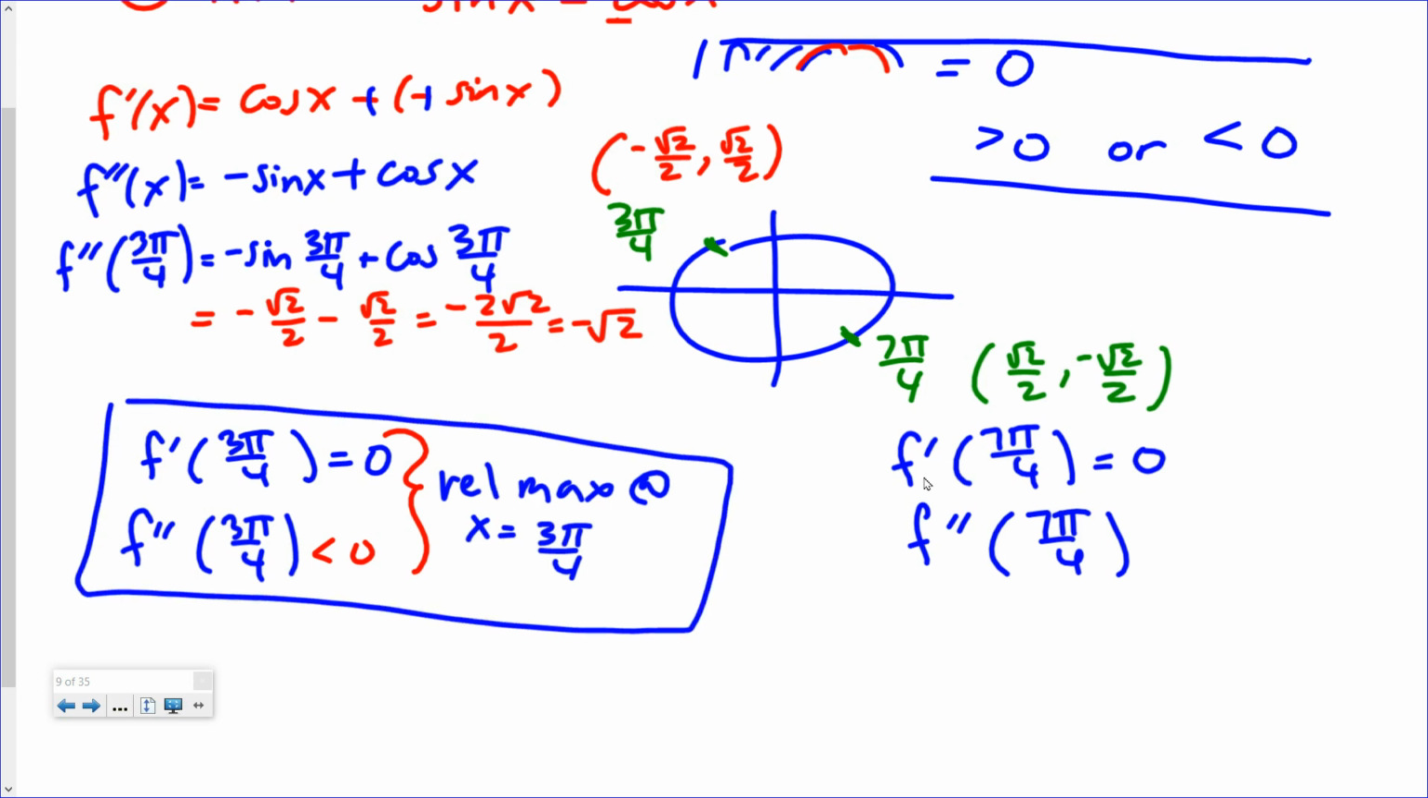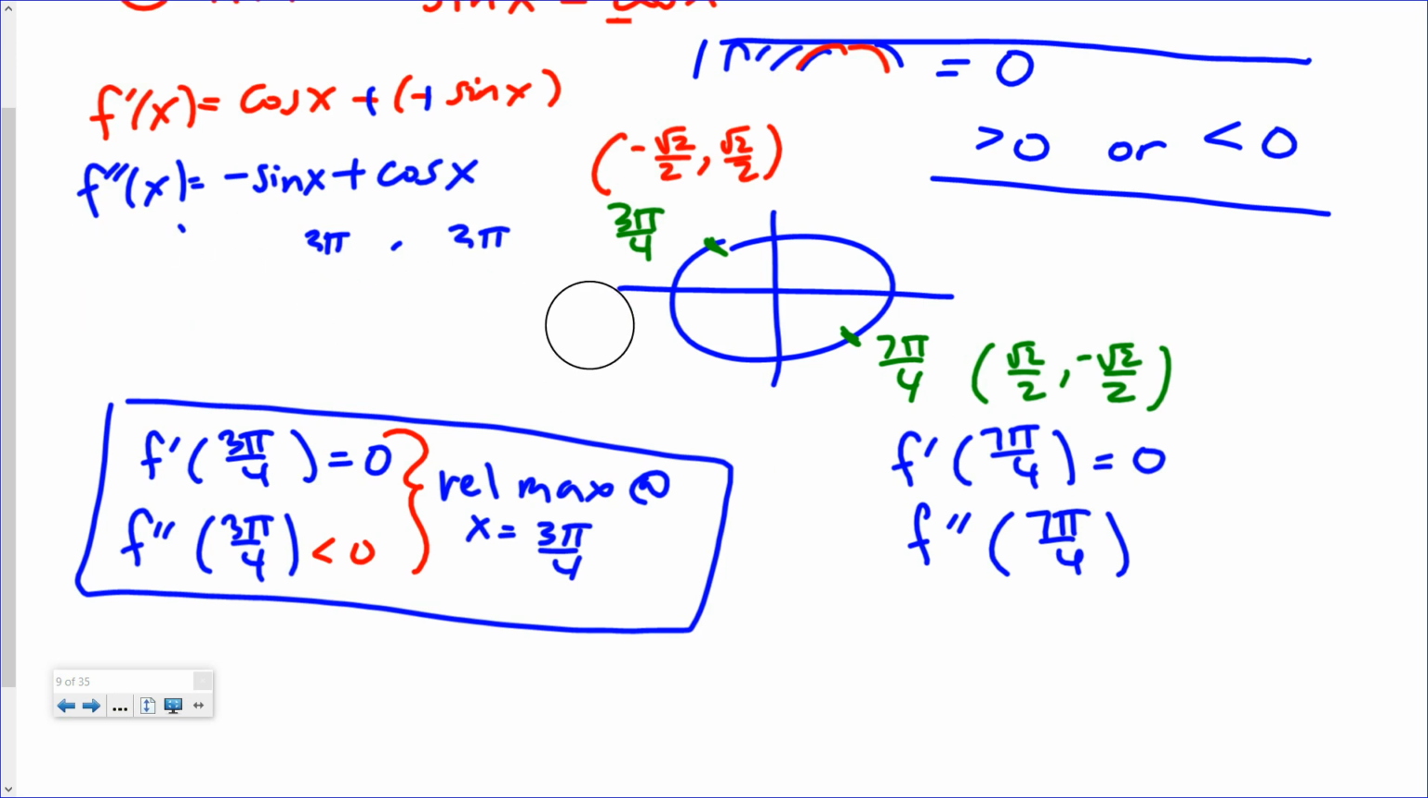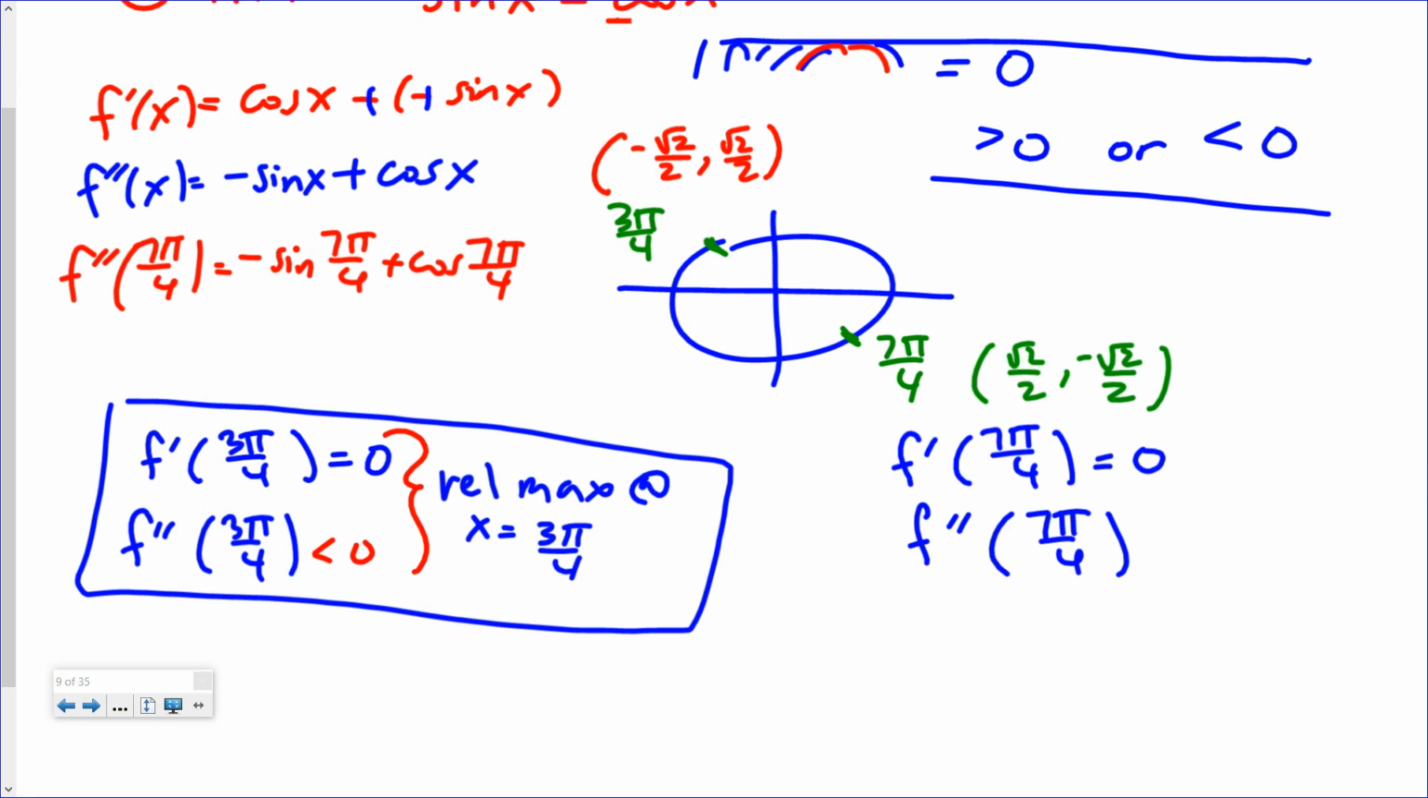Okay, let me find if there's a max or min at 7 pi over 4. Again, I have to take the derivative. So the second derivative, I've already done that. So let me erase this part, and I'm going to plug in not 3 pi over 4 here, but 7 pi over 4. So I get negative sine 7 pi over 4 plus cosine 7 pi over 4. Sine of 7 pi over 4 is negative, so what I get is negative square root of 2 over 2. Cosine is positive, so it's positive square root of 2 over 2. And so I get 2 square root of 2 over 2, which is square root of 2. You guys good with that?